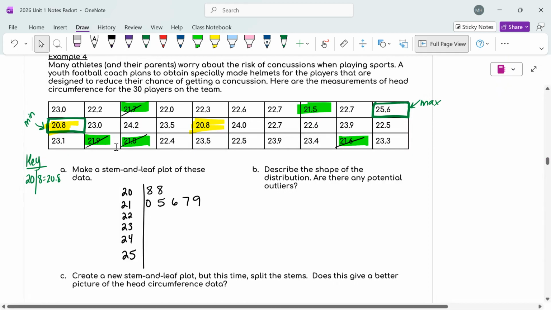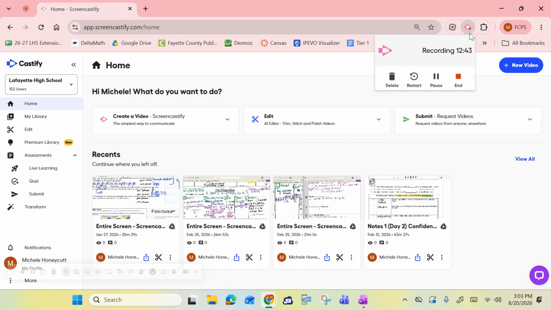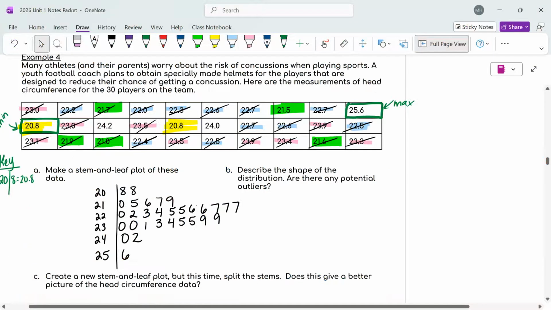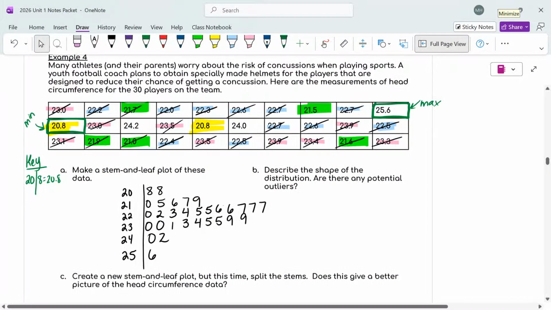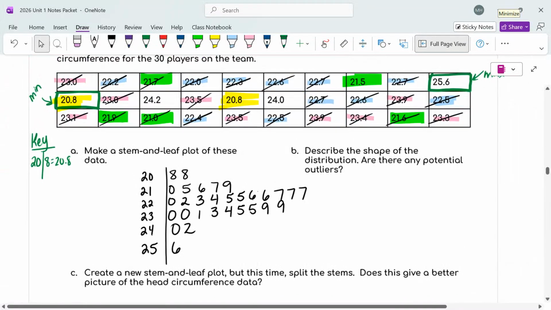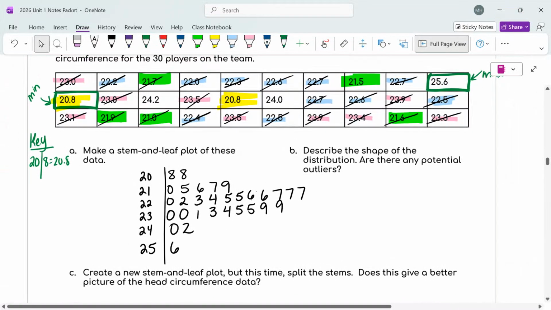So I'm going to pause the video, finish up. I want you to pause and finish up your stem and leaf plot, and then we'll check in just a moment. So here is my stem and leaf plot. See if we have the same stem and leaf plots.